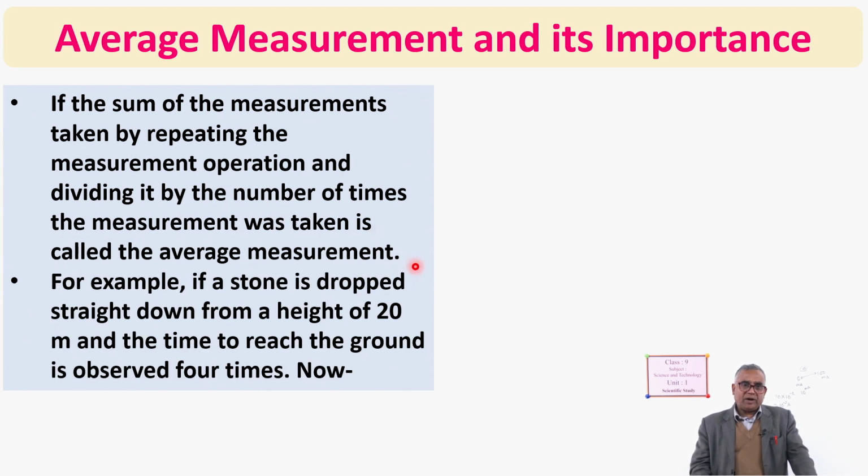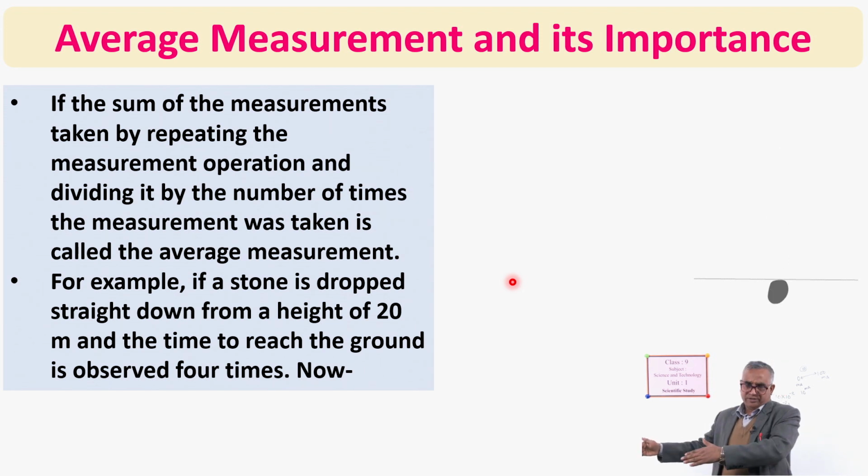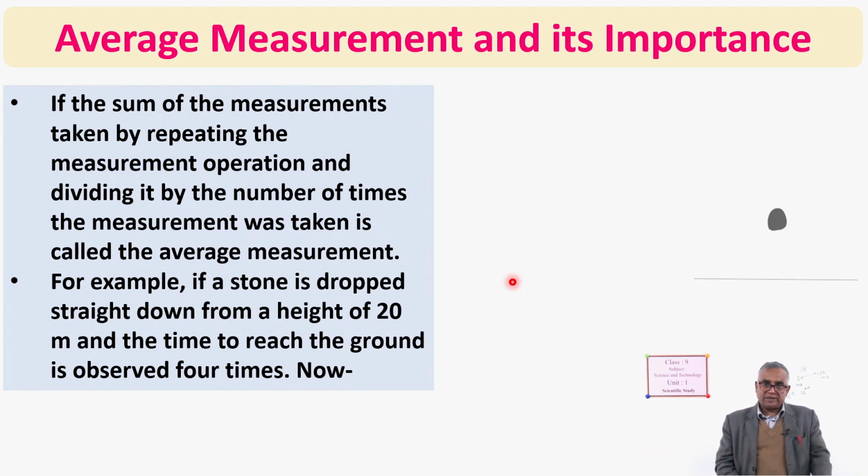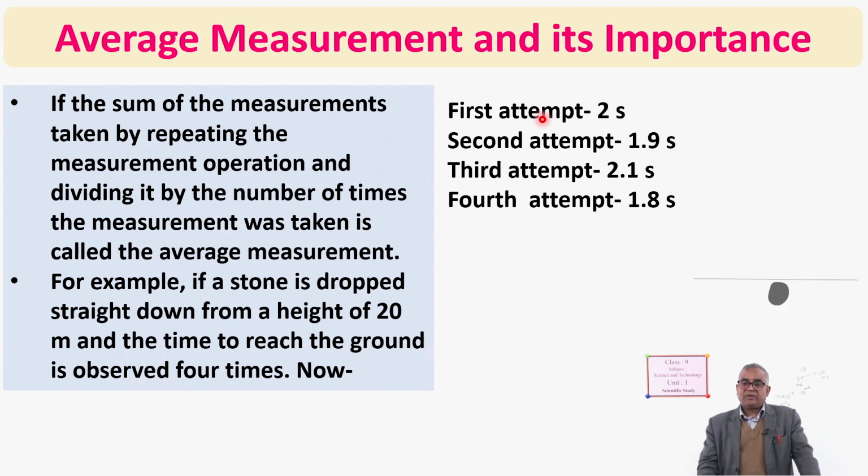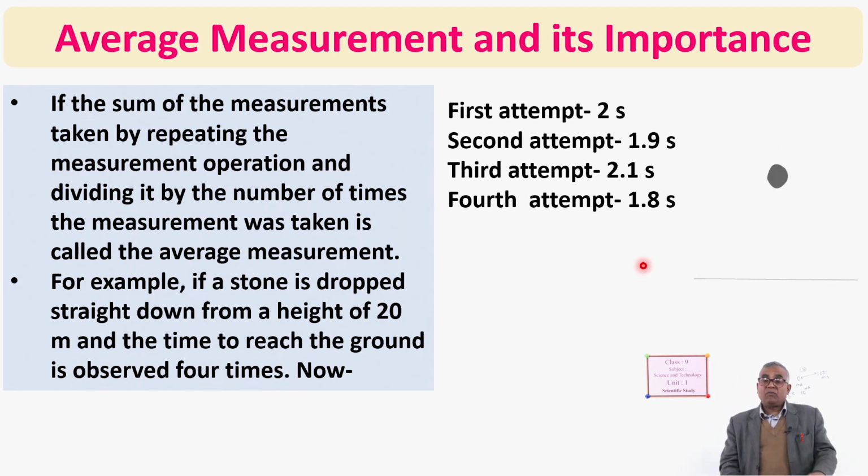Okay. For example, if a stone is dropped from a height, and you are measuring the time it takes to come from up to down. If you are repeating this measurement 3 to 4 times, 5 times, you can measure it. Here, firstly, we have got 2 seconds. Next time we got 1.9 seconds. Next time we got 2.1 seconds. And next time we got 1.8 seconds. Different values we have got. Sometimes we may get the same value also, doesn't matter.